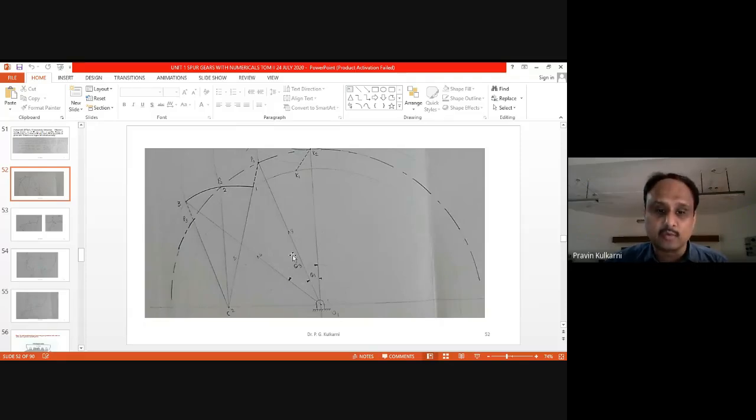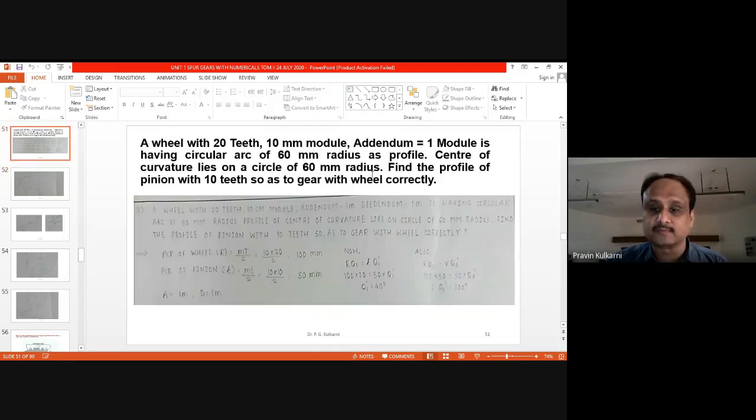Okay. Now, the profile is given as an arc of a circle. So this is a full circle actually, 1, 2, 3 is on a full circle. So we have to locate 1, 2, 3. The center of the circle is given. We have to go back to the statement. See, the circular arc of 60 millimeter radius, center of curvature lies on a circle of 60 millimeter. So remember 60 millimeter twice.